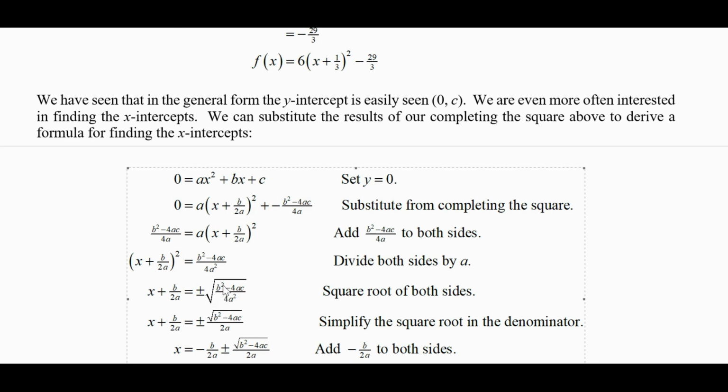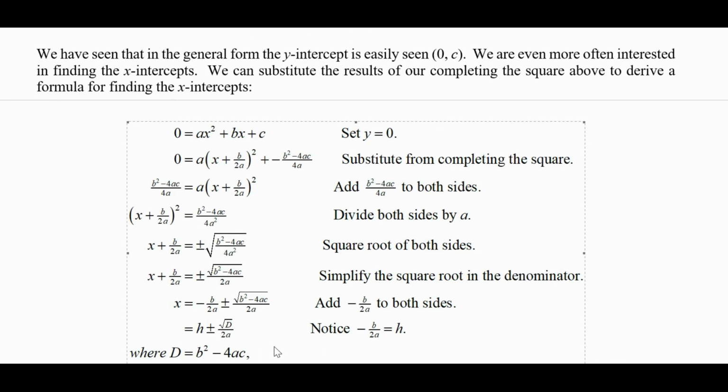Now, let's do square root of the top and bottom. Square root of 4a squared is, well, technically it's 2 absolute value of a, but the plus or minus out front takes care of both possibilities anyway, so we get that. Now we're going to add negative b over 2a to both sides, and now we have that.